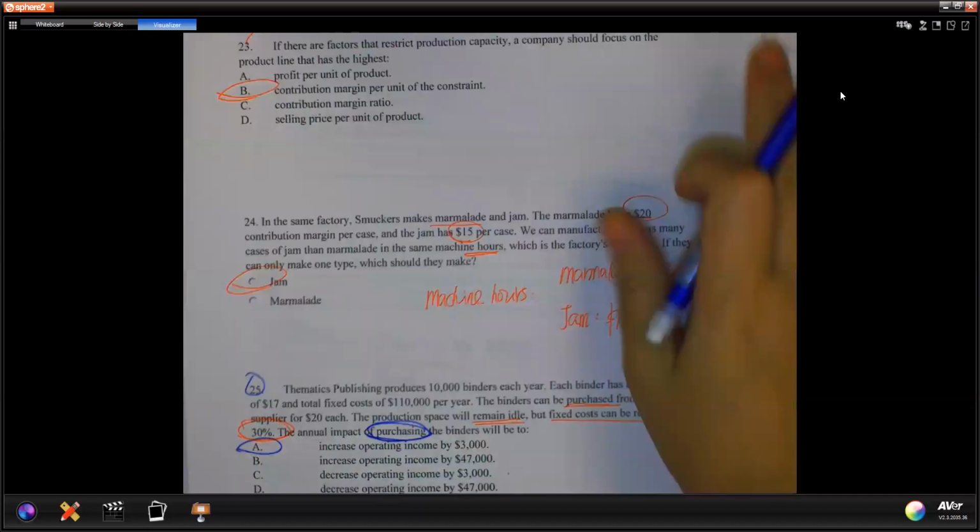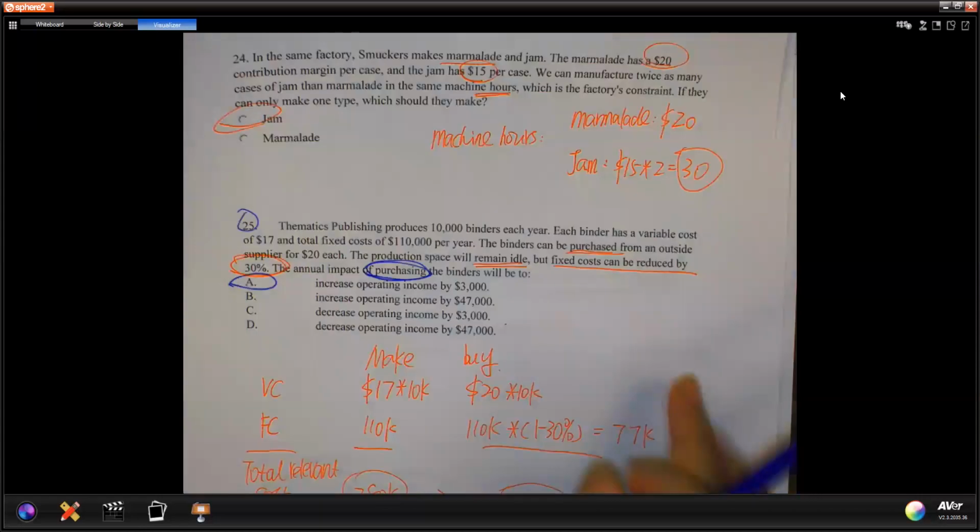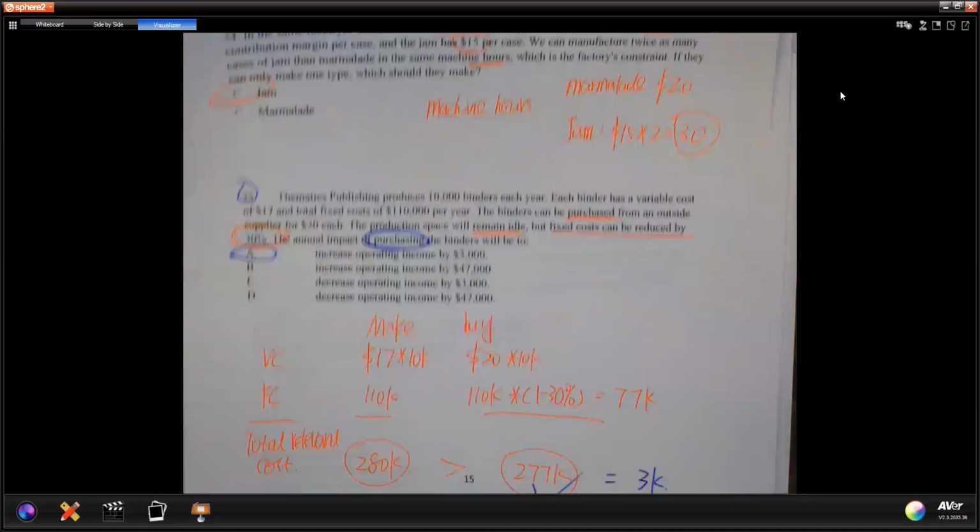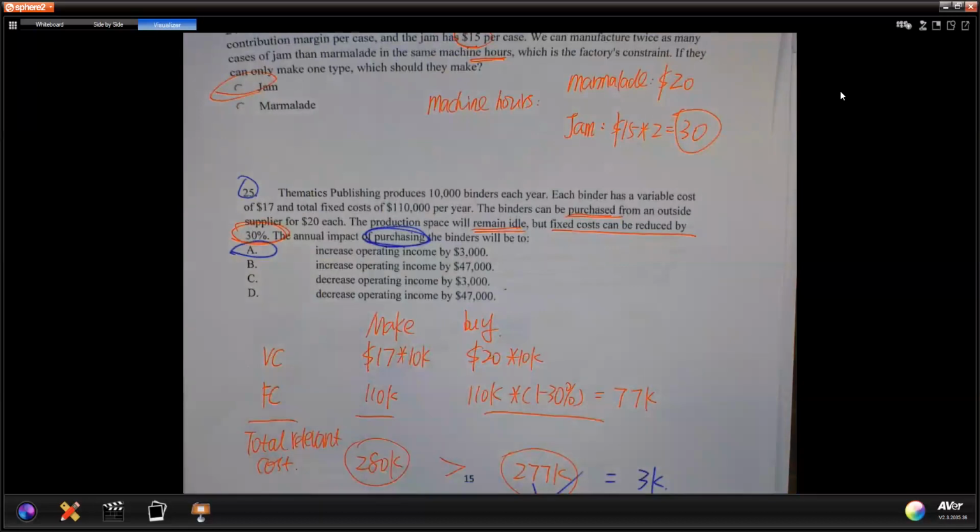Question 25, we're now thinking about the make or buy decision. When you think about make or buy, you should focus on the one that has a lower incremental cost. If you make, the variable cost is $17, and if you buy, it's $20 for each one. If you make, the fixed cost is $110,000. If you buy, you can save 30%. That means you only have 70%.